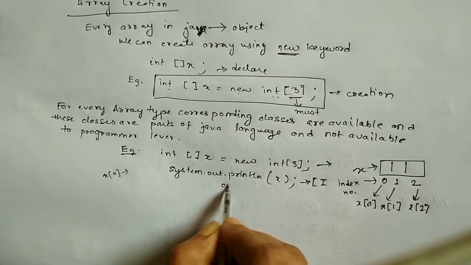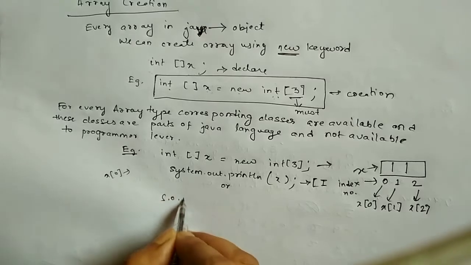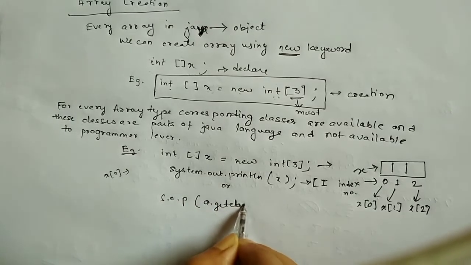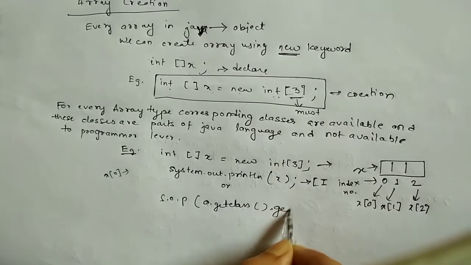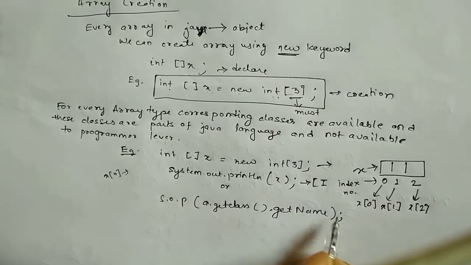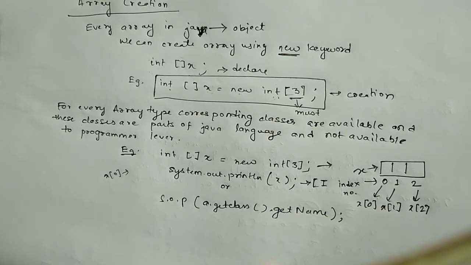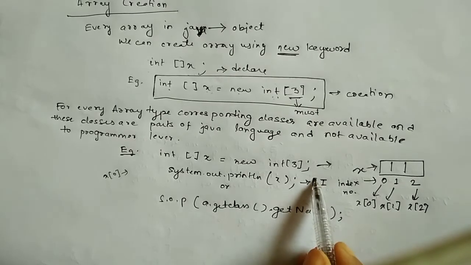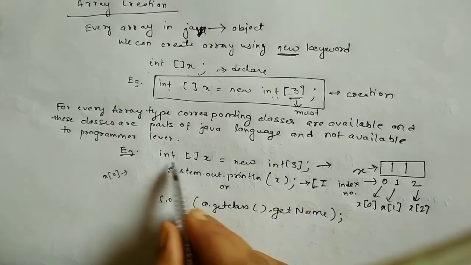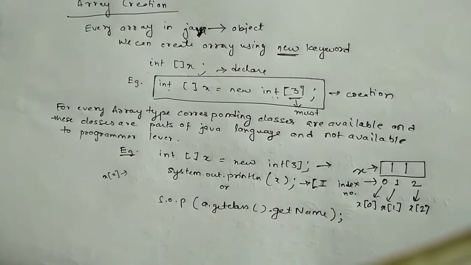This can be written the same way as System.out.println x.getClass().getName(). This is how we get the square bracket, and it is of integer type, so capital I.